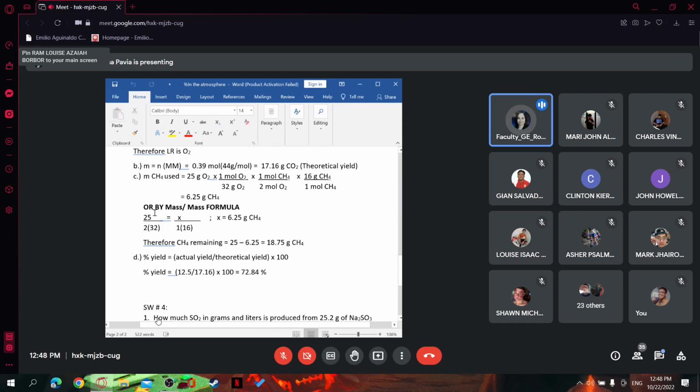Pwede rin mo i-apply ang mass formula dito. You will get the same, 6.25 gram of CH4. So, ito yung nagamit na methane gas. Ang tanong, ilan yung naiwan? So, subtract 6.25 from 25. So, the amount of methane gas that was unused is 18.75 grams. May naiwan pang 18.75.